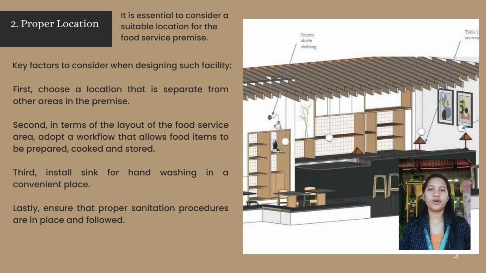Firstly, it's important to choose a location that is separate from other areas in the premise to reduce the potential for cross-contamination. In terms of the layout of the food service area, adopt a workflow that allows food items to be prepared, cooked, and stored in individual stations to reduce the risk of cross-contamination.